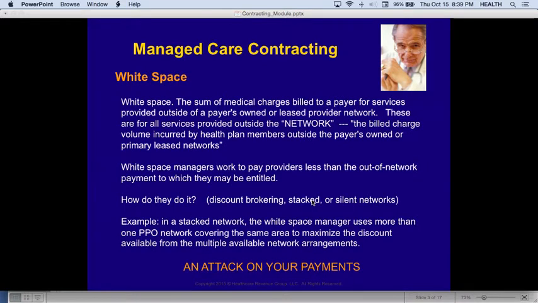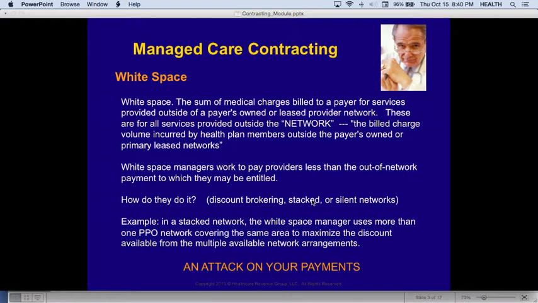So let's chat about white space real fast. As a health plan, if you're not in my network for whatever reason it is, I'm going to do everything I possibly can to pay you less. And how am I going to do that? Well, if you remember, we talked about stacked networks, we talked about silent PPO networks, we talked about discount brokering. I'm going to try to come in and find a way that I can get your claims lower.